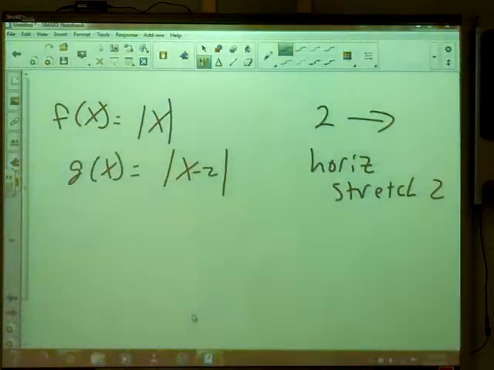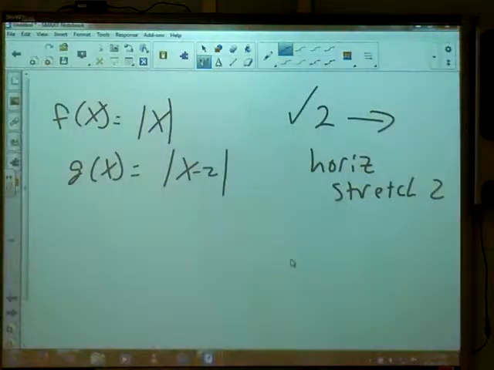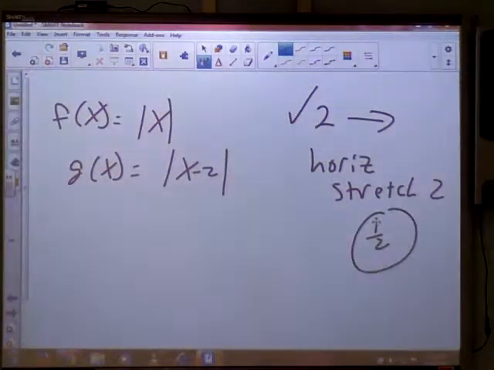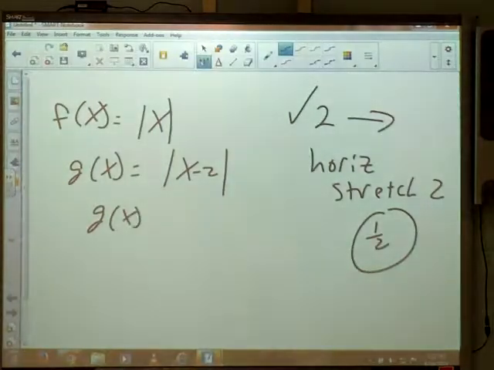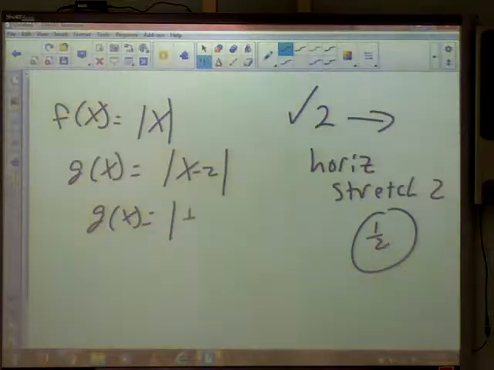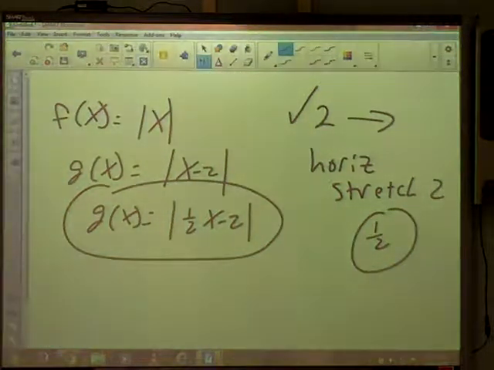Okay, so check, we did the right 2. Now I want to do a horizontal stretch of 2. Horizontal. Do I keep the 2 or do I use its reciprocal? What is the reciprocal of 2? 1/2. So I'm using 1/2. Horizontal, does it go in front of the whole thing or just in the bars? Just with the variable. Good, Lacey. So g of x is the absolute value, and I just put the 1/2 with the variable. That's it. Bada bing, bada boom.